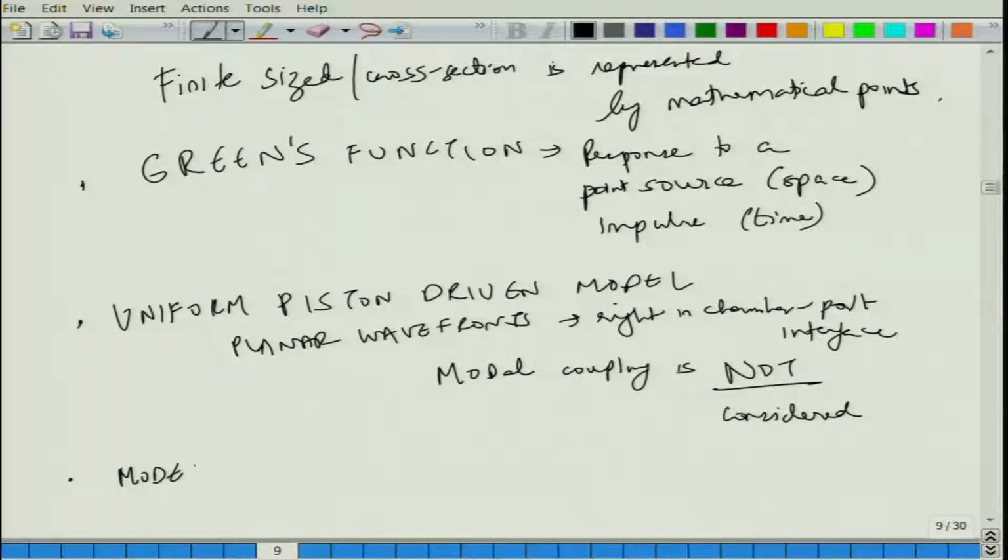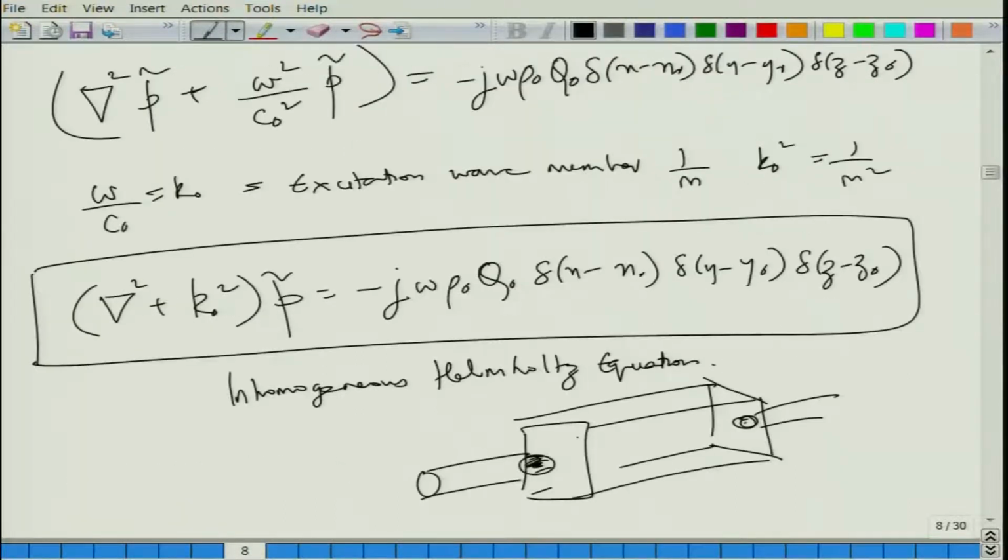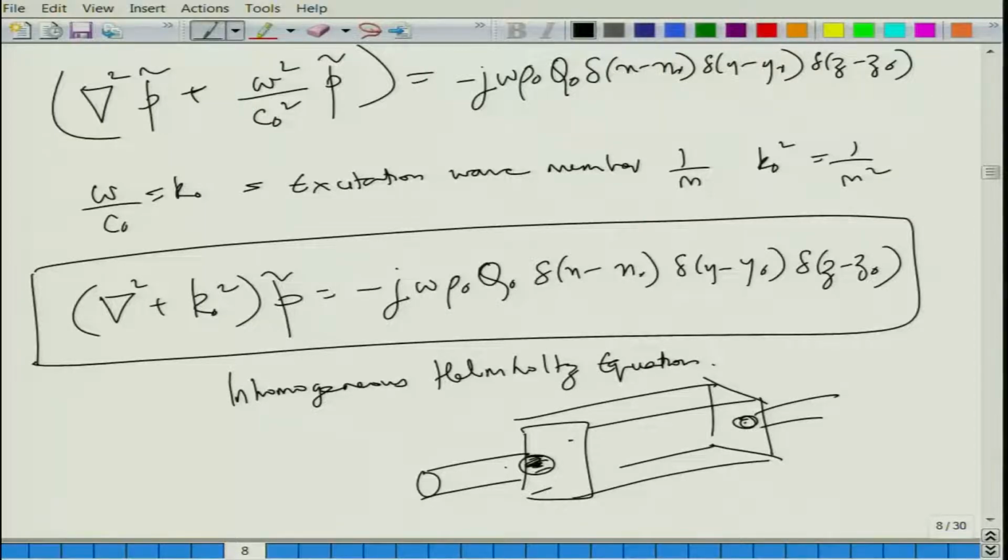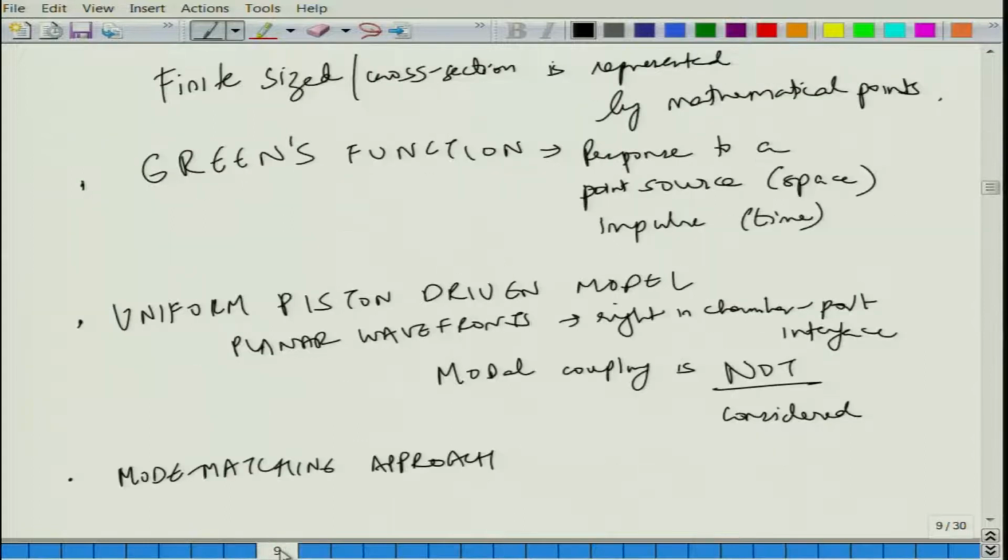And the next thing is mode matching, which is perhaps the most accurate approach. It considers coupling in this chamber and this chamber, and once you do that, you set up a set of equations and solve for the unknown coefficients. Eventually it can lead to either calculation of the 4 pole parameters, that is characterization of the system, or the computation of the transmission loss expressions. But most of the automotive mufflers, which are typically less than 50 mm or something like that.